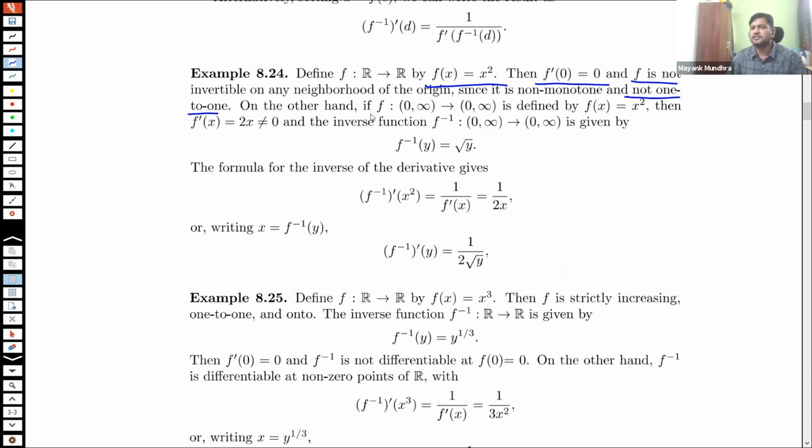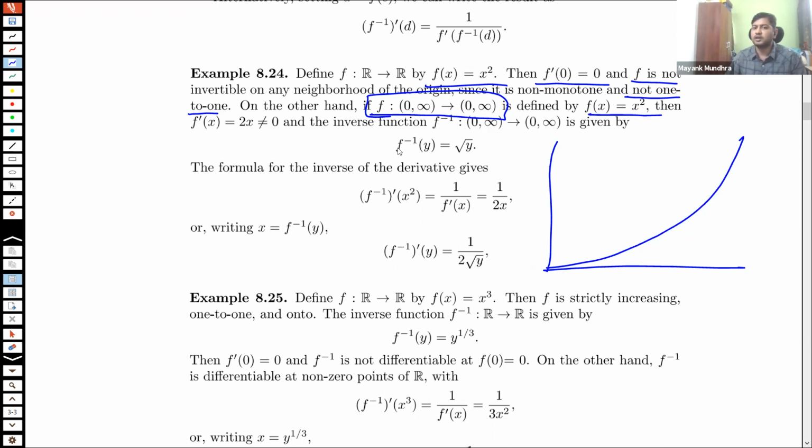But let's say I define the function only on the positive reals. So I'm not looking at the other quadrants. I'm only looking at the first quadrant now. So now the function x square becomes one-to-one. So now it has an inverse possible.